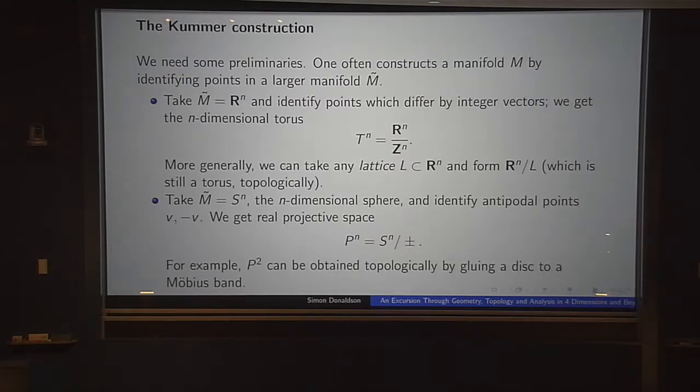Another example we want to talk about is we can take the n-dimensional sphere and identify antipodal points. Then we get an important manifold called n-dimensional projective space. And this is a very interesting manifold. For example, the two-dimensional projective space can also be obtained topologically by taking a Mobius band and a disk. Those both have boundary a circle, so glue them together along the circle boundary, and that gives another representation of this real projective plane.